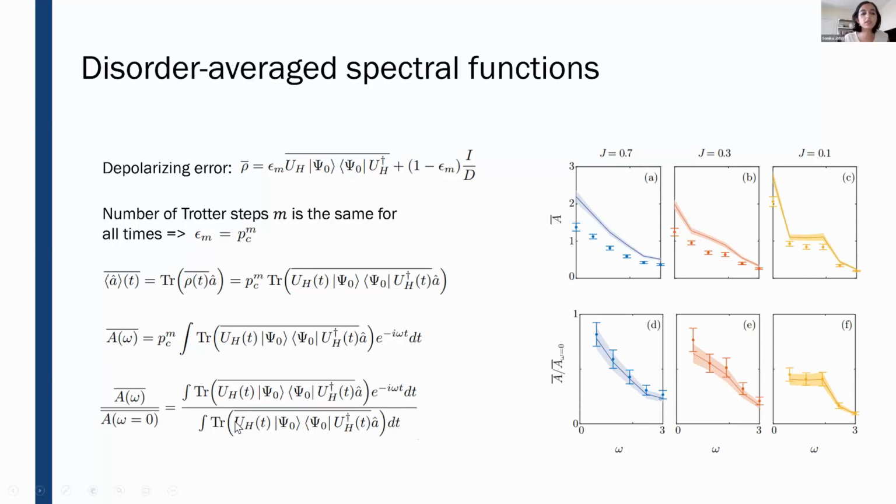All of this derivation didn't need to know what the answer was. All we did was divide by the zero frequency. Amir, yeah, go ahead.